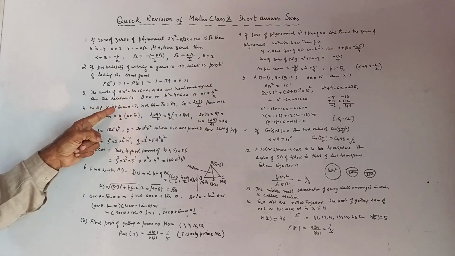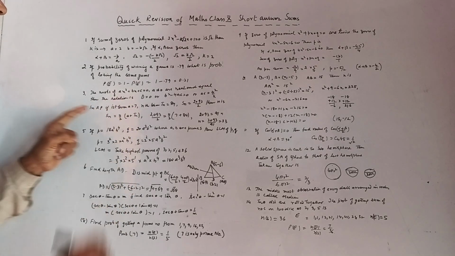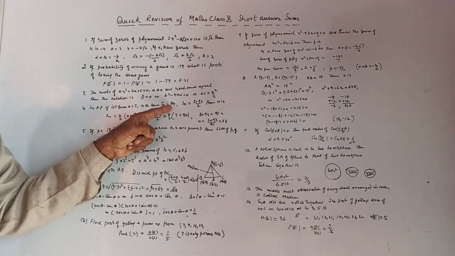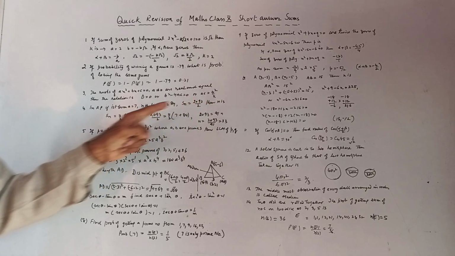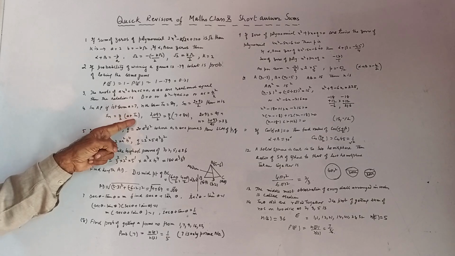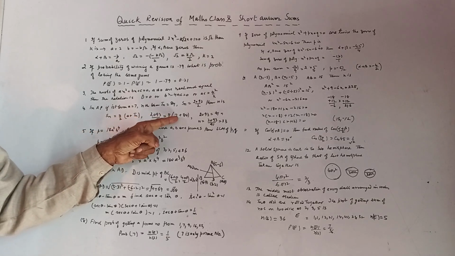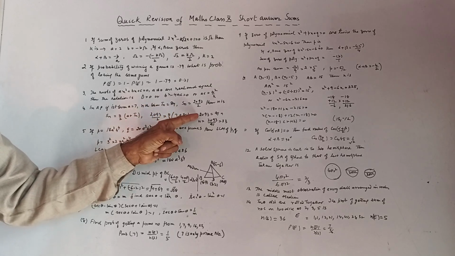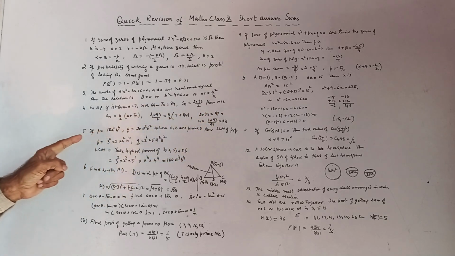In an AP, the first term a is equal to 7. Then the nth term Tn is 84. Sn is equal to 2093 by 2, and n is? Now Sn is equal to n by 2 into a plus Tn. 2093 by 2 is equal to n by 2 into 7 plus 84. 2093 is equal to 91n, n is equal to 23.